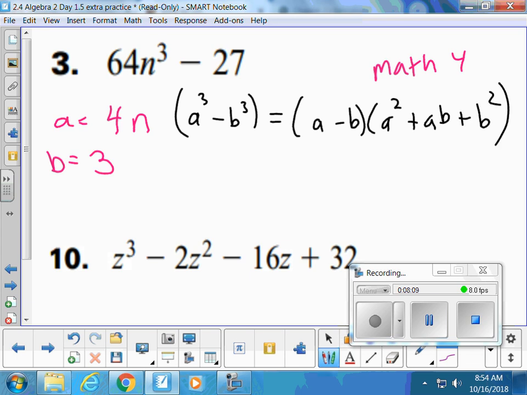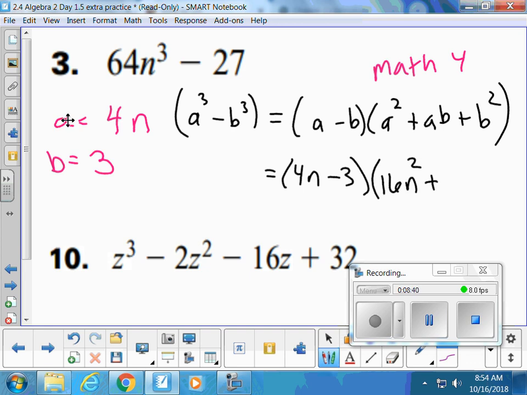So it's not the easiest formula in the world to use, but I think we can get through it using our thinking brains. So for a minus b, you just do 4n minus 3. So that part is easy. Now this is where it gets a little tricky. What is a squared? What is 4n squared? That whole quantity squared. So 4 gets squared and the n gets squared. 16n squared. Very good.